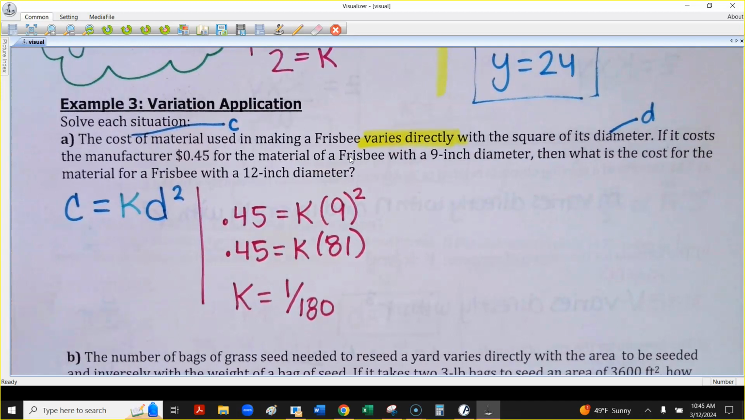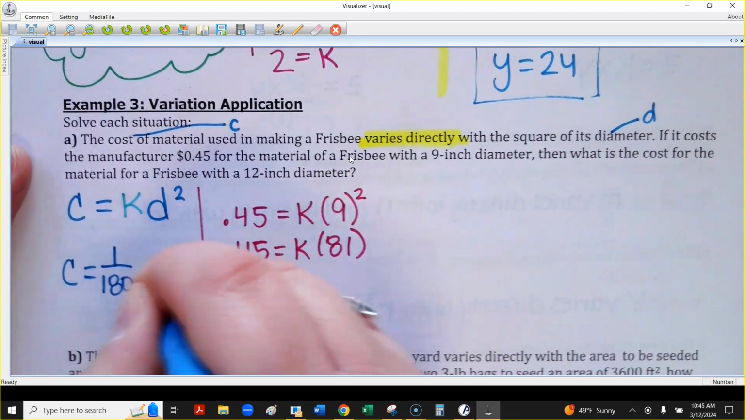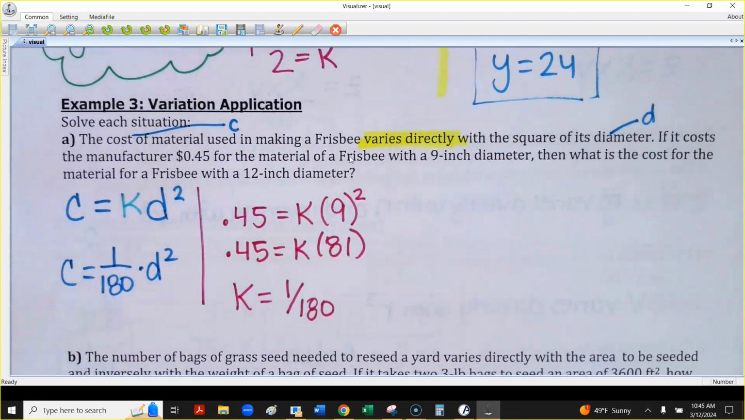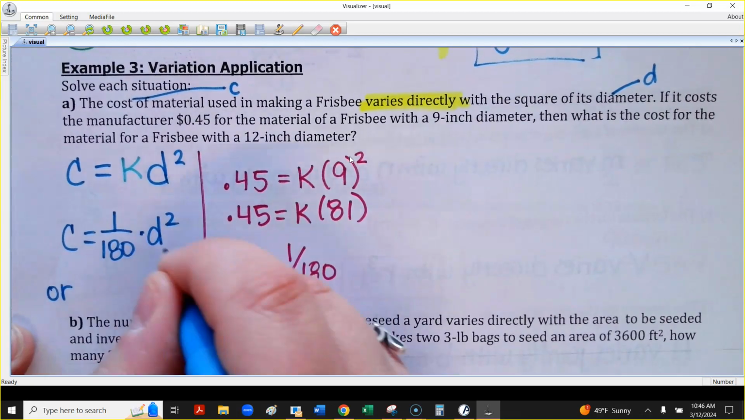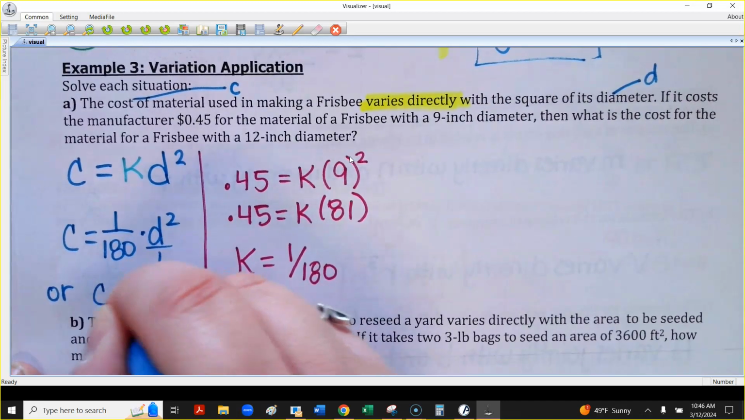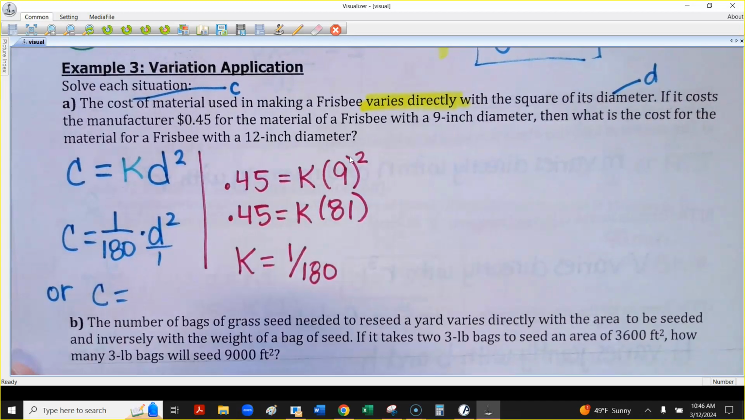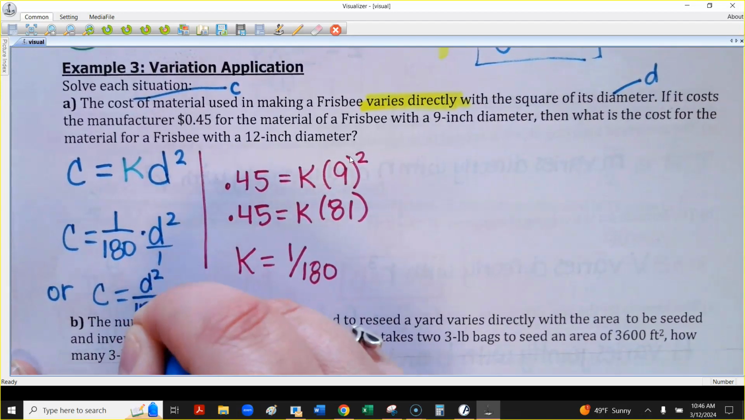Now that doesn't turn it into an inverse relationship. We're not going to have a variable in the denominator. So this would be cost equals 1 over 180 multiplied by the diameter. I keep saying denominator. Diameter squared. Now I'm going to show you this real quick. You can leave it like that. If you would rather, if I think about that diameter squared being over 1, I'm just going to simplify this fraction. If I do 1 times the diameter squared, that would be on the top, and the 180 would be on the bottom.